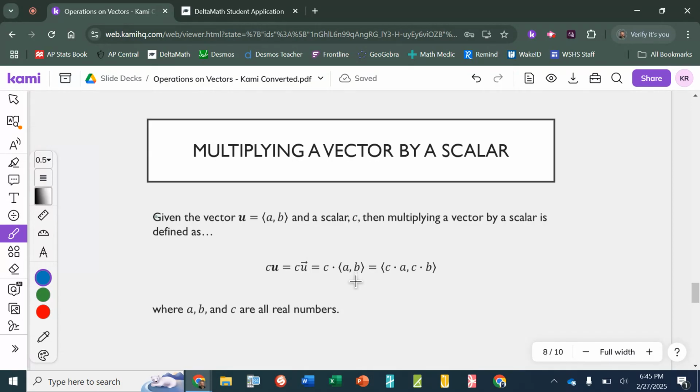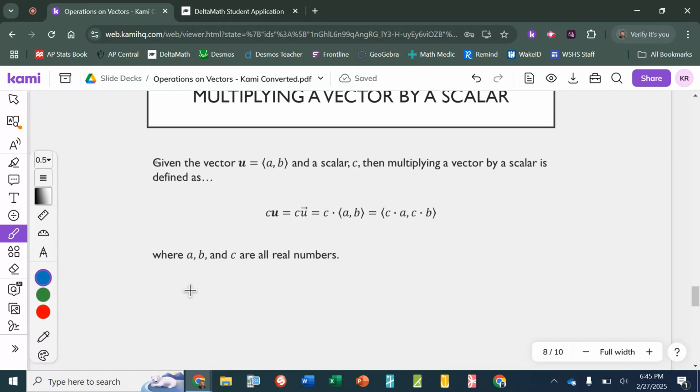And what I do in that case is essentially, it's not really the distributive property, but it looks similar to it. I'm going to multiply both components by that scalar. So my resultant vector is going to be c times component A, comma c times component B. And here again, a, b, and c are all real numbers. And so my resultant vector is just multiplying the components by the scalar.